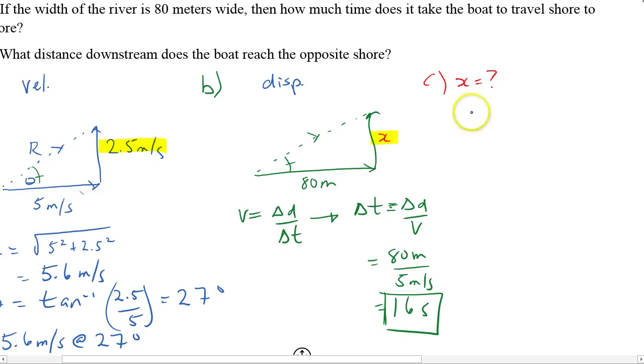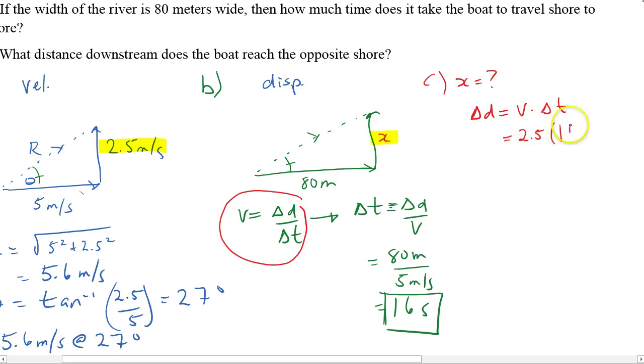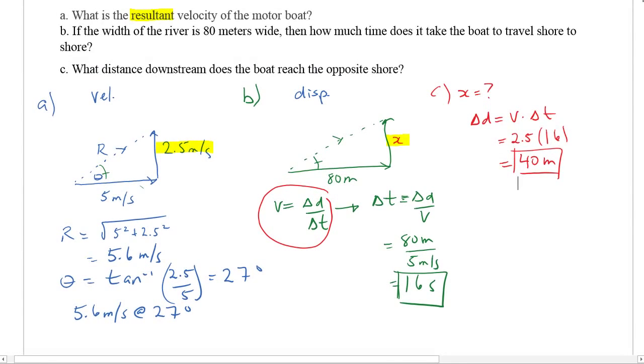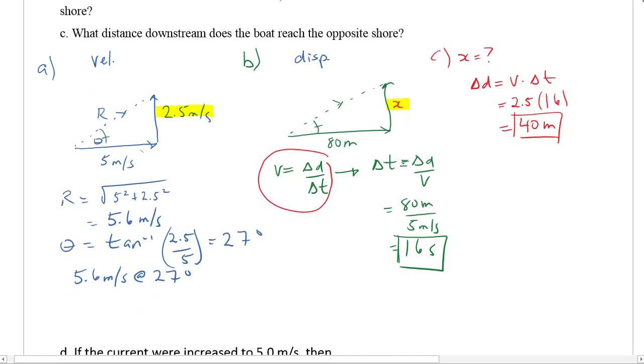So I'm going to say delta D is equal to V times delta T. Again, it's just another variation solving for delta D on that equation, and I'm going 2.5 meters per second for 16 seconds. So 2.5 times 16 is 40 meters. So there we go. Even though the boat is going in this direction, during that period of time that it takes to get across, and it moves the 80 meters horizontally, it takes 16 seconds. During that 16 seconds, it moves 40 meters downstream.